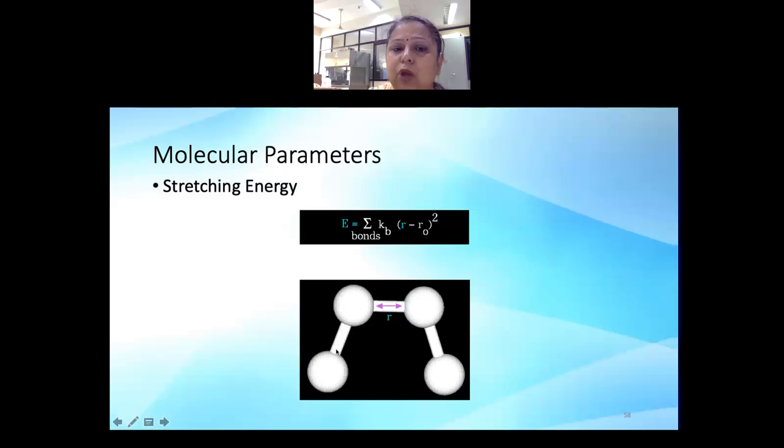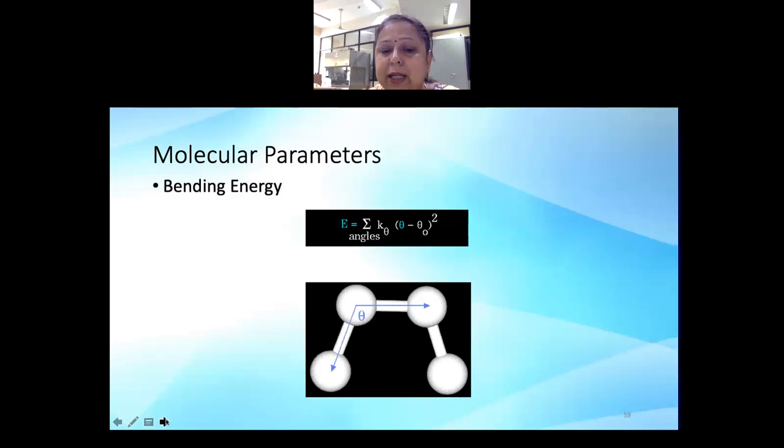So if you see, the molecule is looking like this. These two atoms, the bond is getting stretched and you have stretching energy to the magnitude of this. Bending energy, the molecule is bending where these three atoms are involved by an angle theta. You can calculate bending energy with this formula.